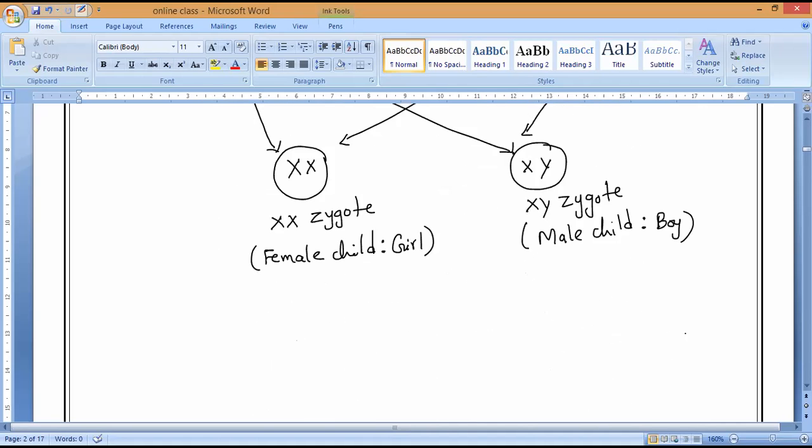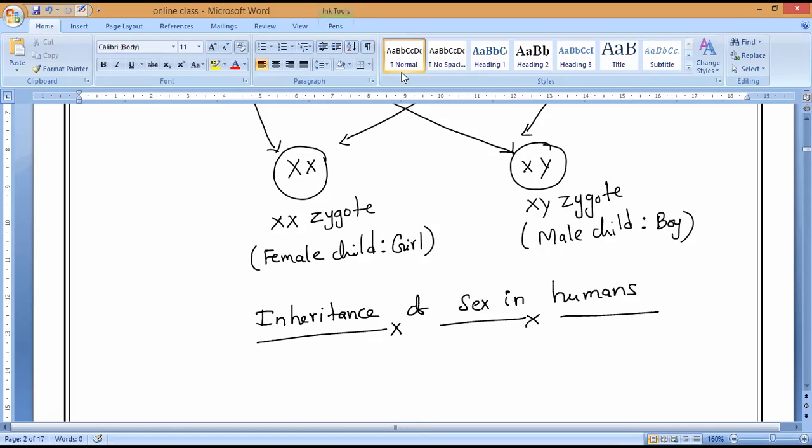You can keep a picture. This is what we call the inheritance of sex in humans. Inheritance of sex in humans. You can explain this way; that is what we say is sex determination. So, is there a possibility of getting both boy and girl sex?